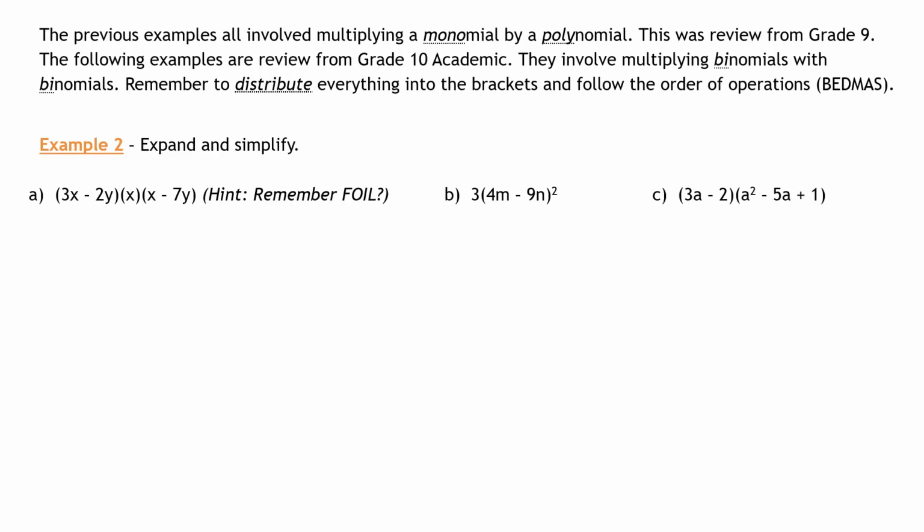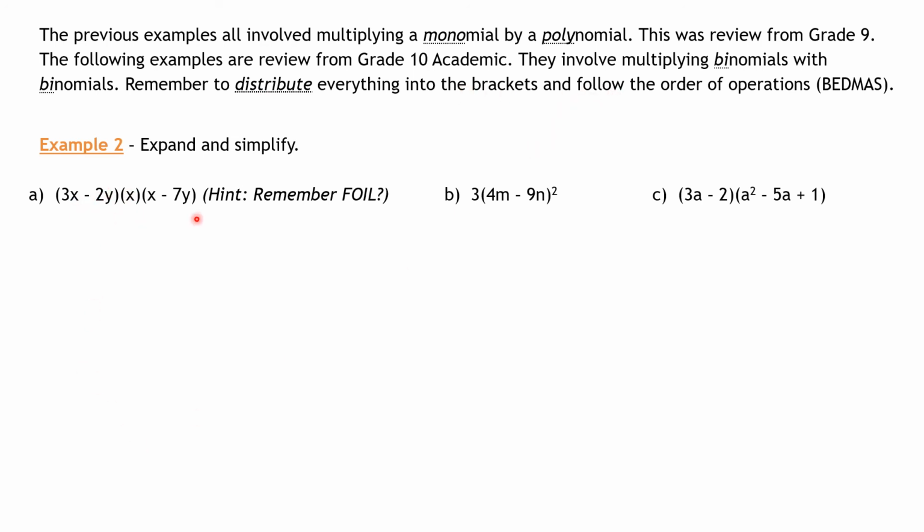The previous examples all involved multiplying a monomial by a polynomial. So mono meaning one term by many terms. That was grade 9. So now we're going to talk about review from grade 10. They involve multiplying binomials, that means two terms, like x plus y, with another binomial. Remember to distribute everything into brackets and to follow the order of operations.